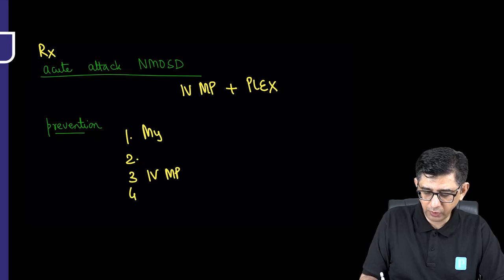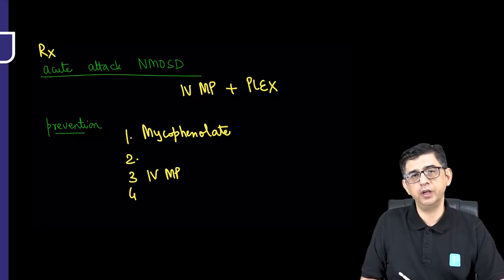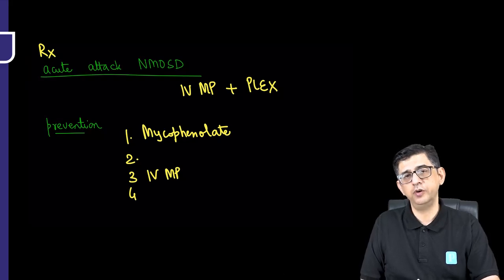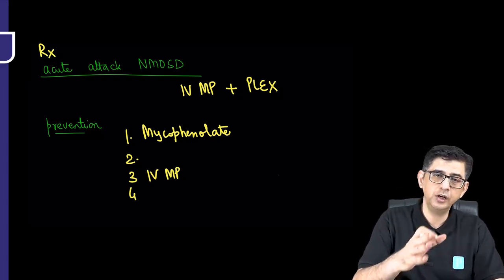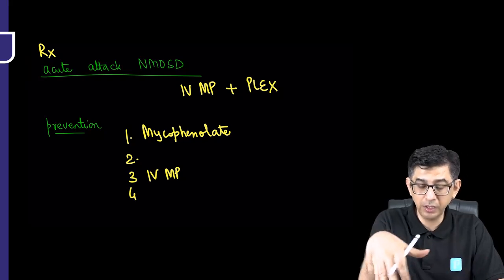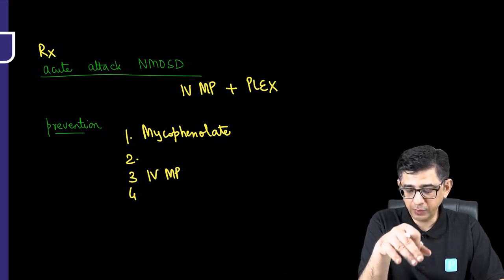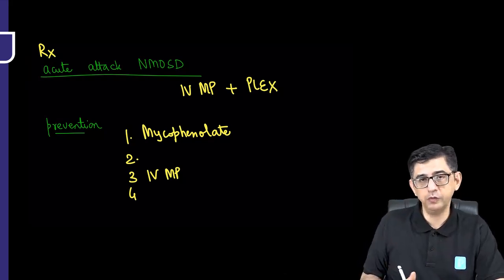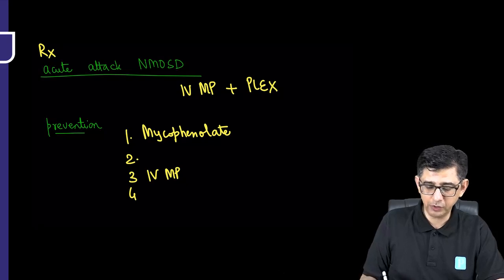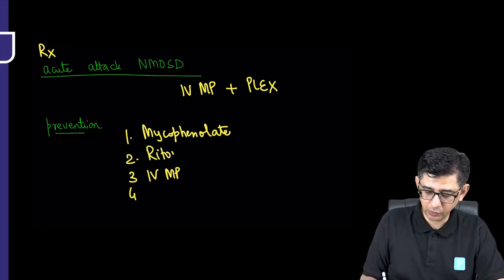So let's look at what we can be using for prevention of attacks of neuromyelitis optica. We can be using mycophenolate. At this point, I would like to say beta interferon and glatiramer, the traditional drugs that we read about in multiple sclerosis, are ineffective in this case. Beta interferon and glatiramer are ineffective for management of this patient. So it's going to be mycophenolate, then methylprednisolone, I mentioned rituximab, and then we also have monoclonal antibodies.